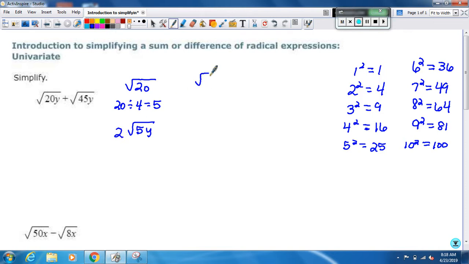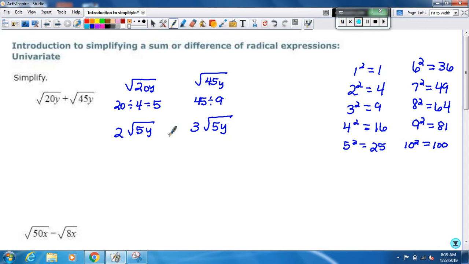And then the square root of 45, might as well put the y here. Okay, you can divide by 9. Remember, you've got to get the biggest one that works. 45 divided by 9 is 5. So whatever you get after you divide goes in the radical, and we also had a y there. Since we divided by 9, you've got a 3 out front, so that stays out front.